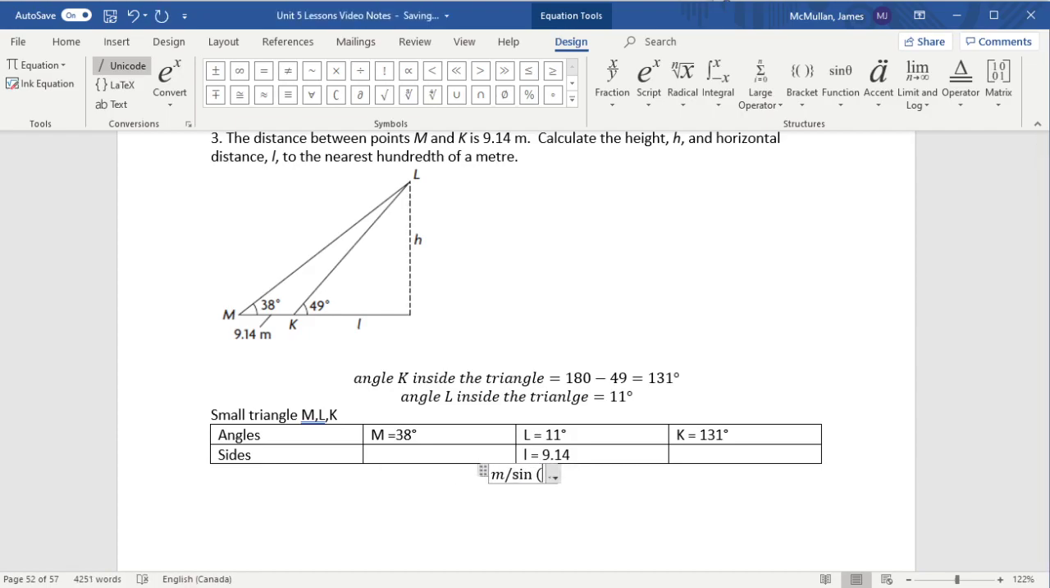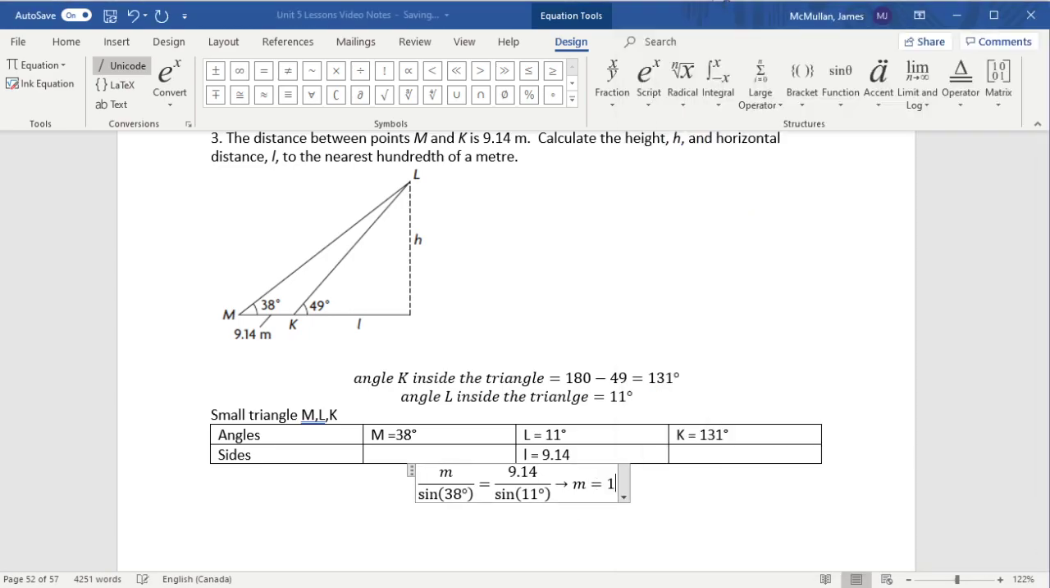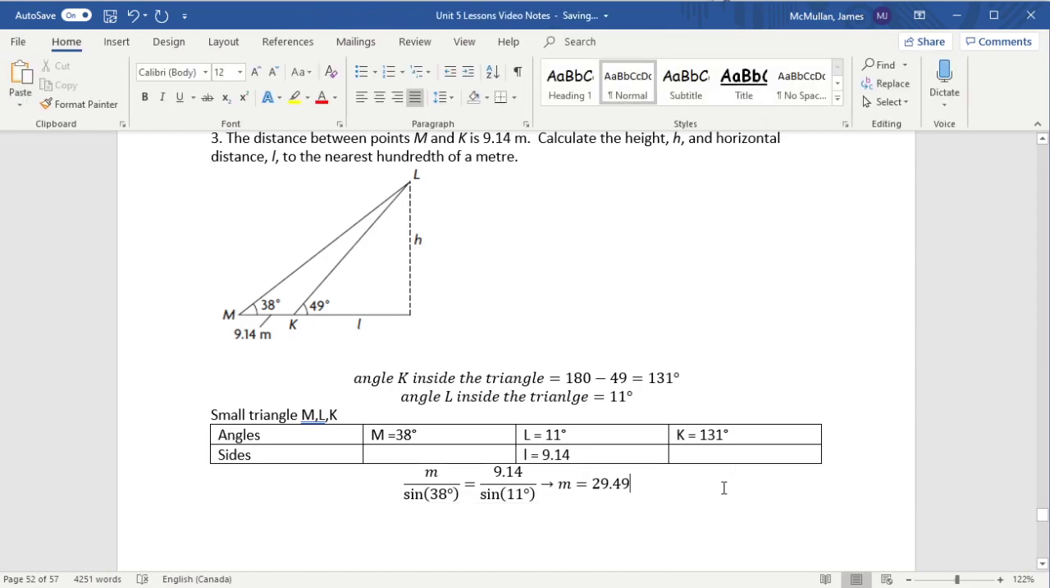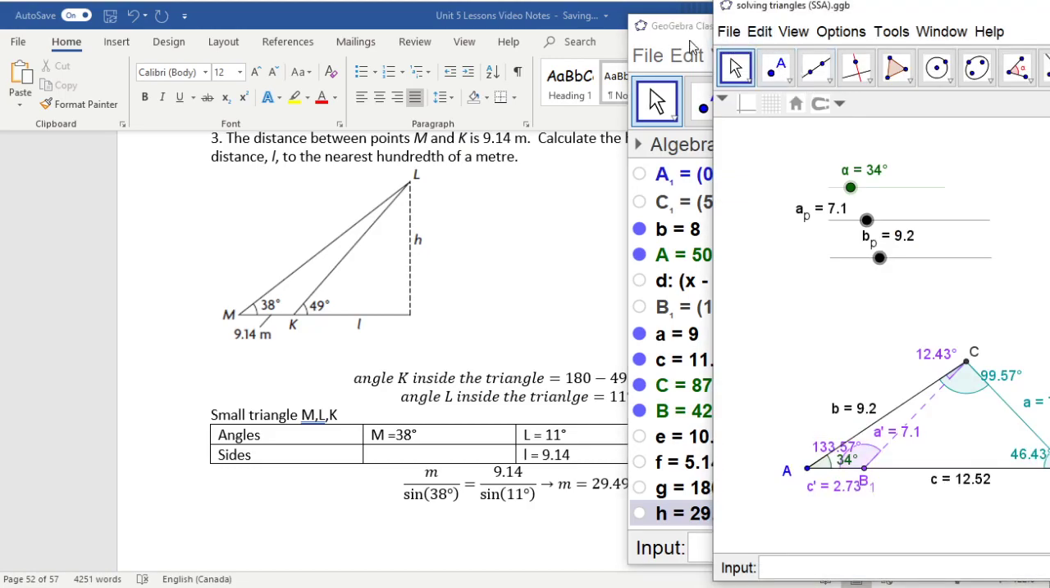M over sine 38 is equal to L, which would be 9.14, divided by sine 11. Okay, and therefore you get the answer that M is equal to, again, you just multiply the sine 38 over here and get the answer. So let's do that. 9.14 times sine 38 divided by sine 11, we get 29.49. Now again, try not to round in these questions until you're done. It would actually be better of me to keep 4 decimals as I'm working.